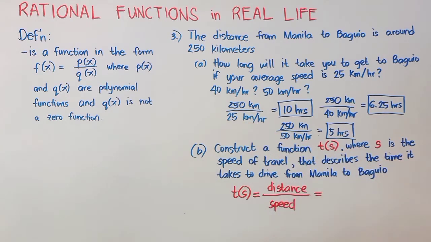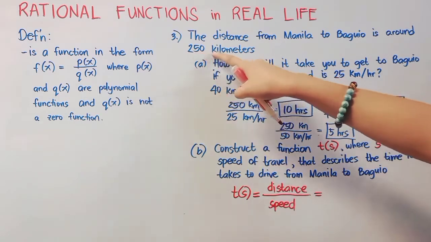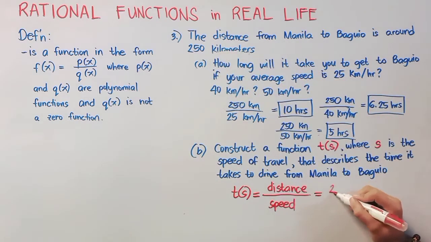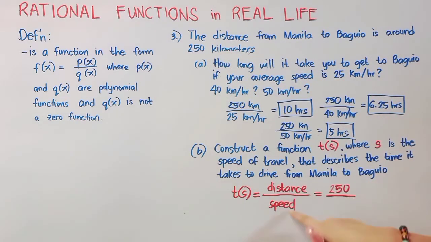Now, since our distance is fixed at 250 kilometers, we'll write it here, 250 all over. Our speed could vary, so we'll just have to write s, and this is our function.